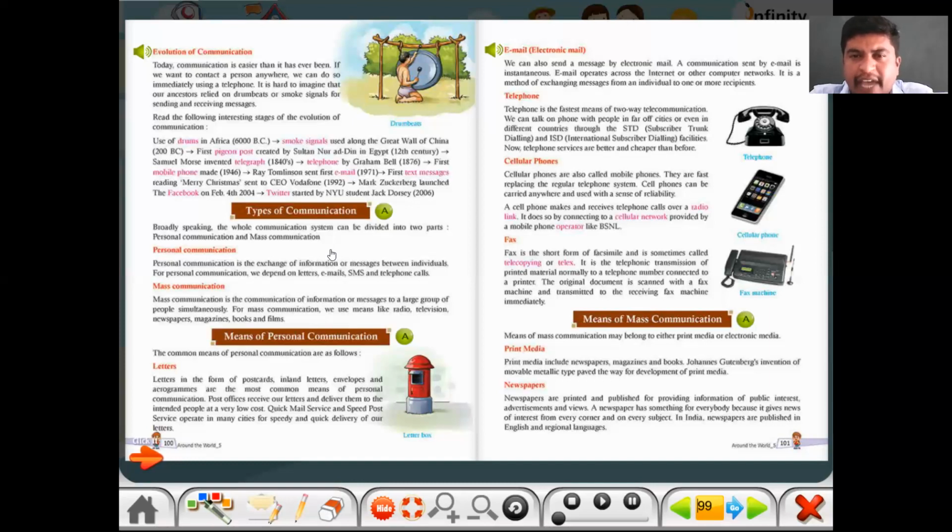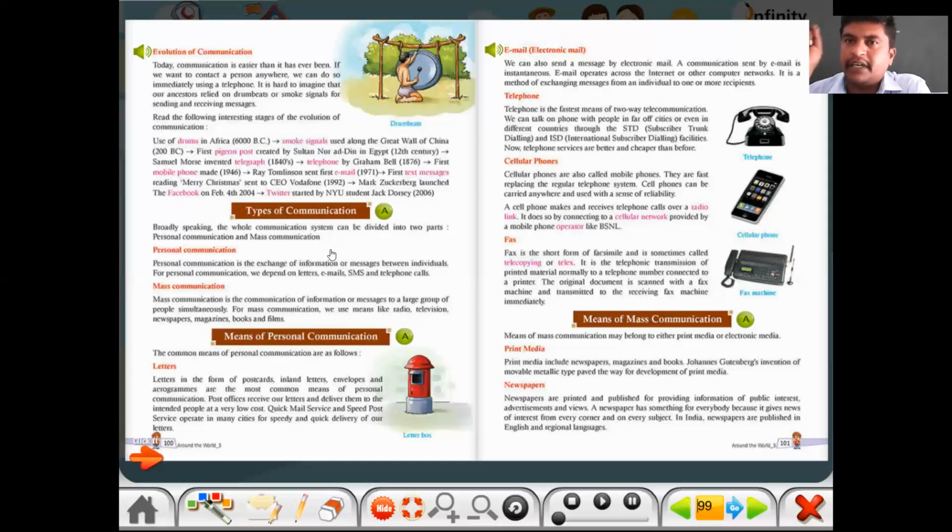Look at the image there. The cellular phones are also called mobile phones. They are fast replacing the regular telephone system. Today, how many of them have a landline? Only schools and offices, government offices and private institutions might have a telephone. Okay, yes, ringing and keeping inside. Even coin booths have gone today.